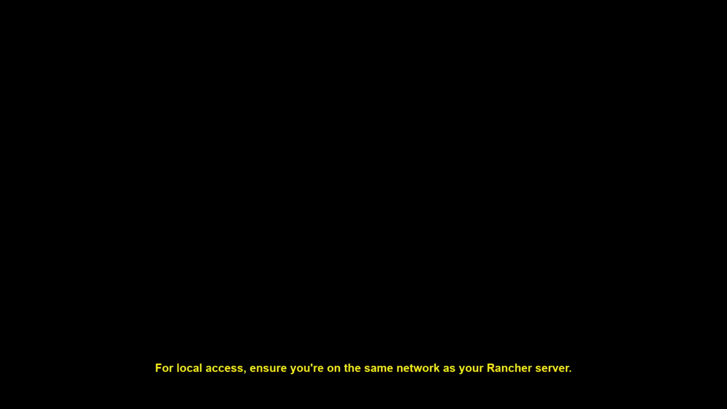For local access, ensure you're on the same network as your Rancher server. You can retrieve the Rancher server's IP address by running curl ifconfig.me in your VPS terminal. Use this IP address to access Rancher from your local machine. This method allows you to manage your container orchestration effectively.